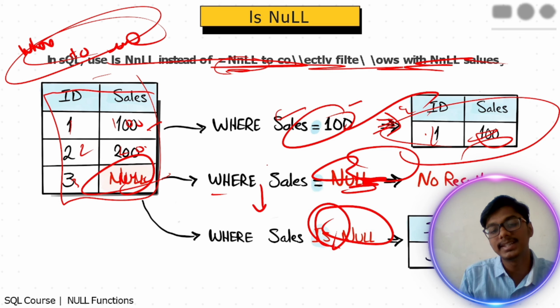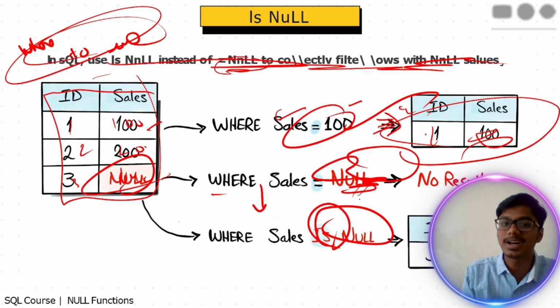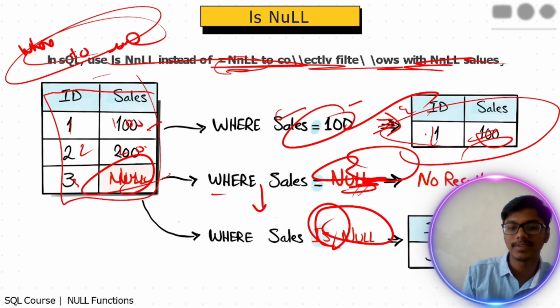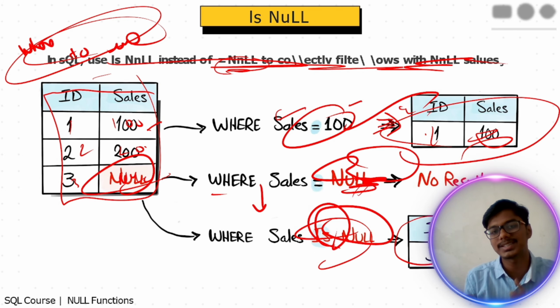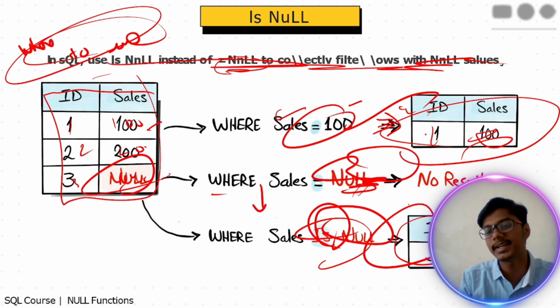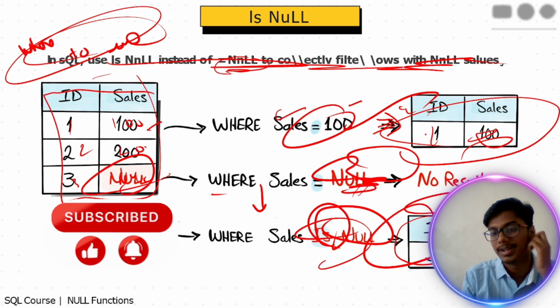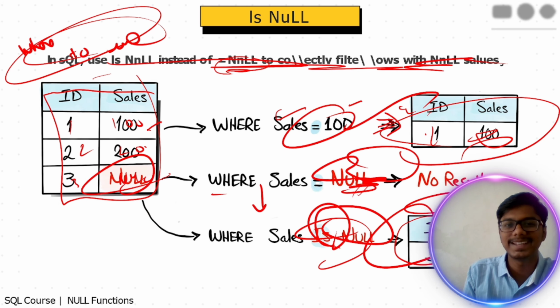If you put where sales is equal to null, it doesn't get the results. So that's why we use where sales is null. If you put it like this, SQL knows we want to extract the output where the third ID's sales is null, so the third ID is returned as the output. I'm explaining this very clearly.